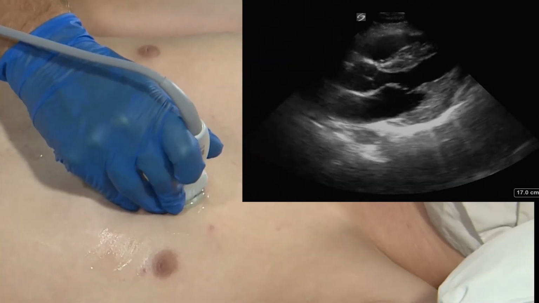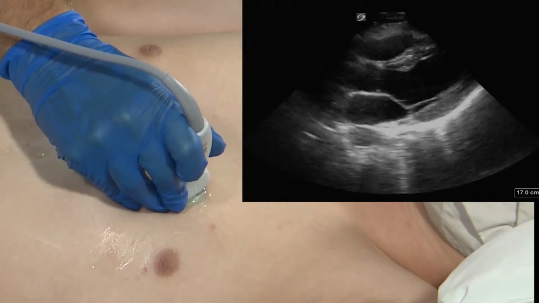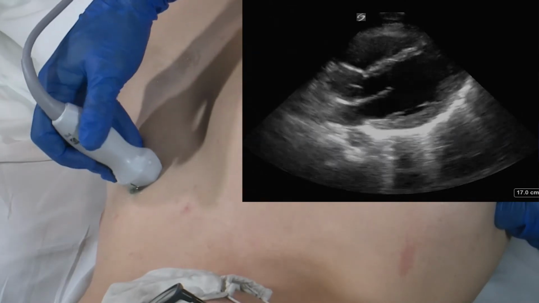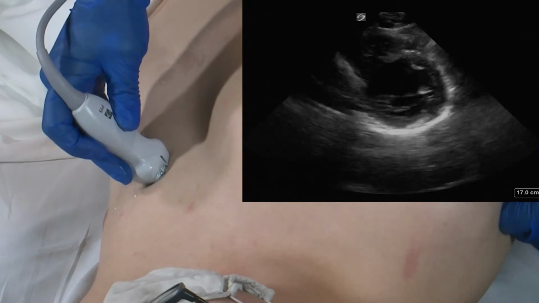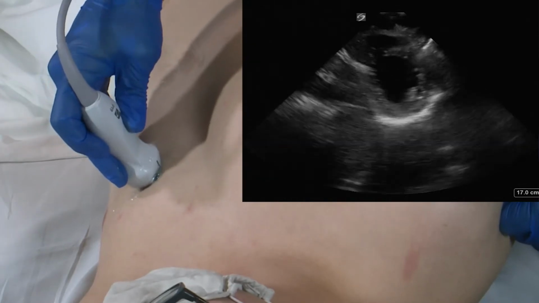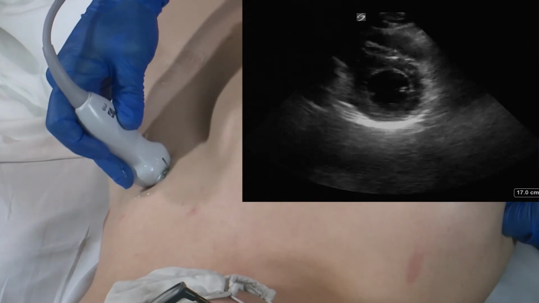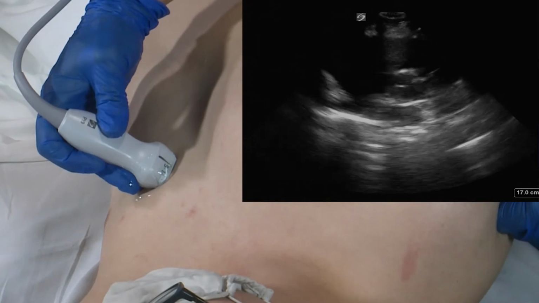Once we have obtained a satisfactory parasternal long axis view, we're going to move towards the parasternal short axis view. We will do this by rotating the transducer towards the patient's right hip. In this orientation, we're going to fan the transducer up and down, looking at the apex, the mid portion of the left ventricle, the mitral valve, and up towards the base of the heart.